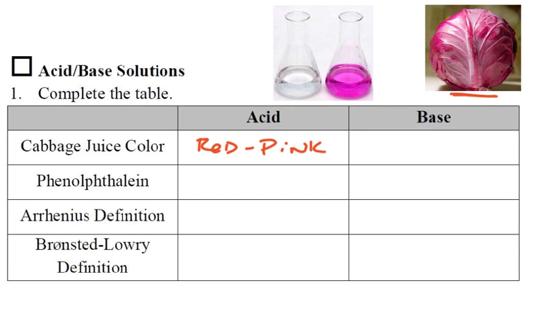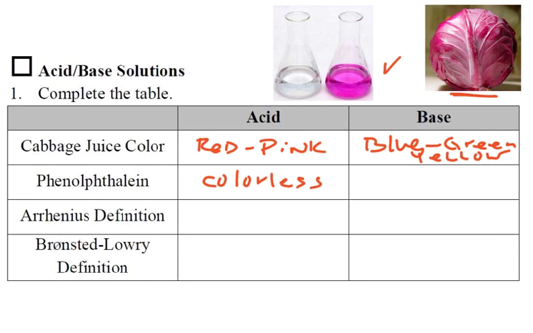And the bases, we had a bigger range. They were blues and greens. But we also got all the way to yellow with the lye. So a really strong base actually turns it yellow. Okay, for the phenolphthalein, this is something you're just supposed to memorize, and that is when an acid is colorless. And when it's a base, it's a nice bright pink. So those are the phenolphthalein colors, and you should just have those known.